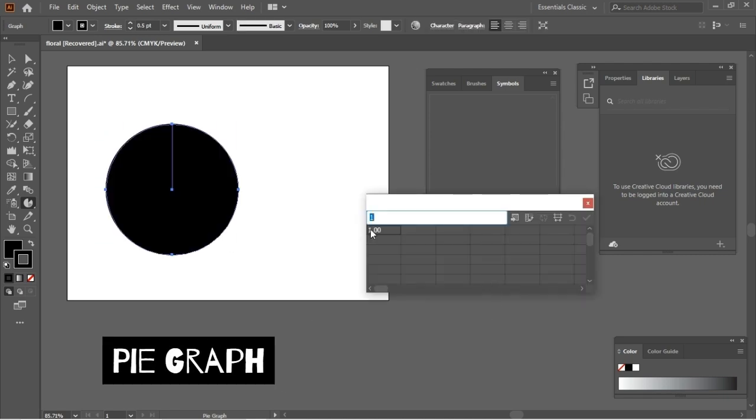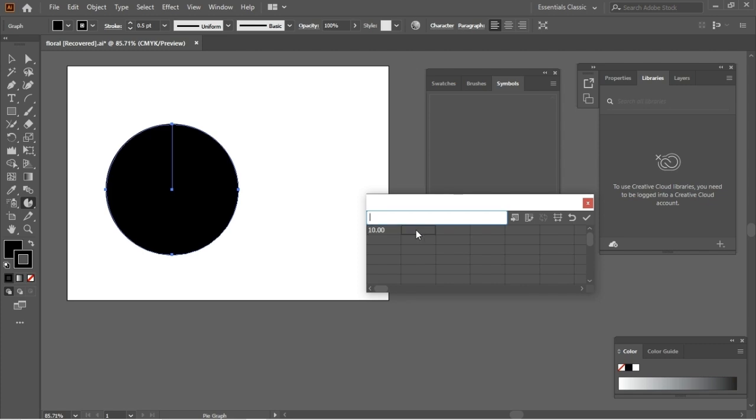Pie graph tool is a classic pie chart where a circle is divided into sections to complete 100%.